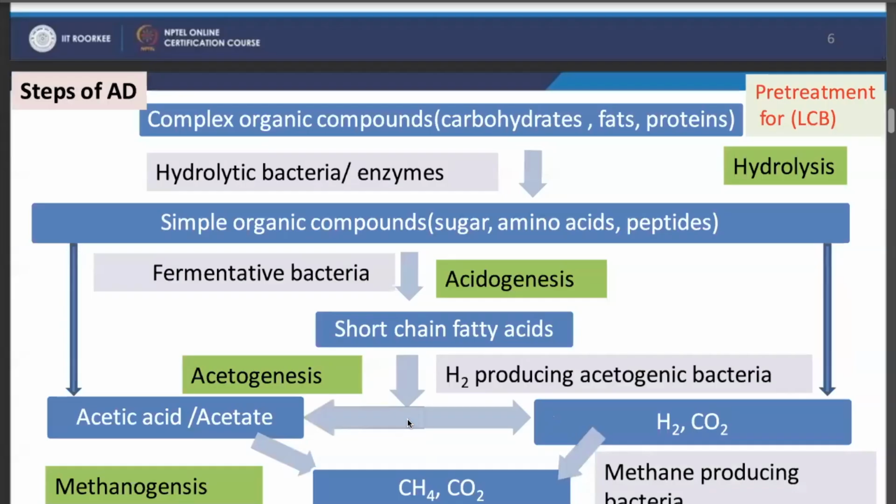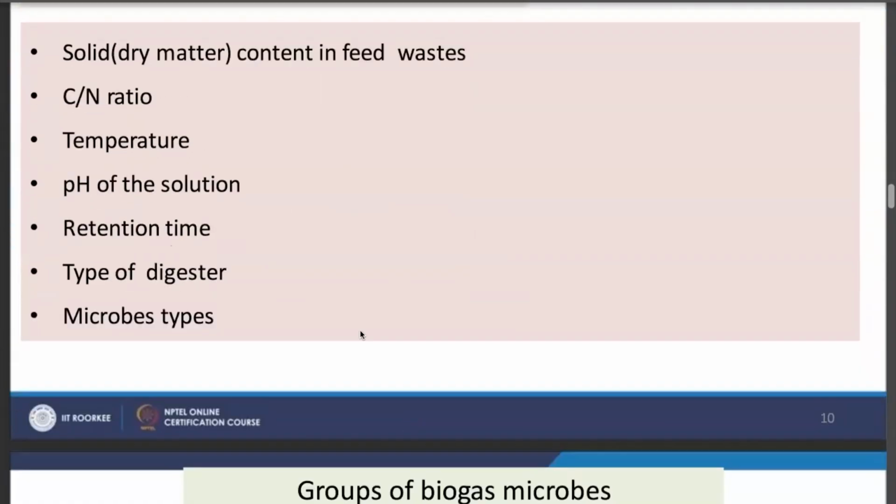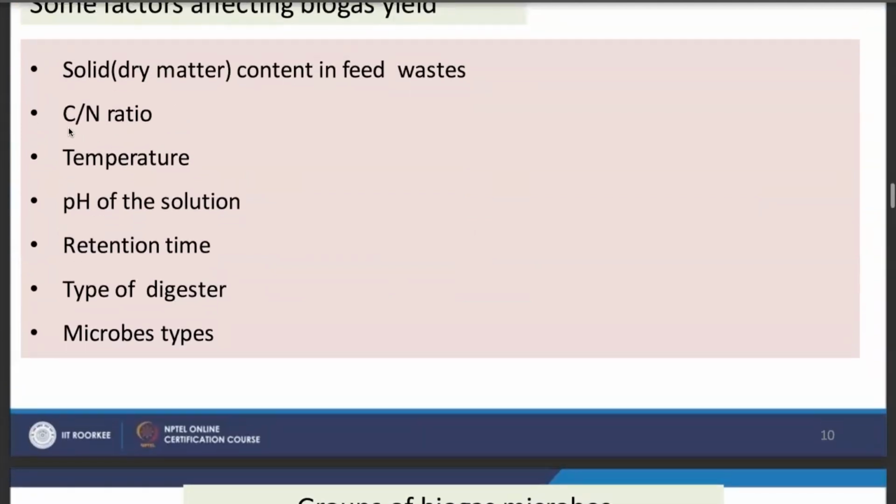Second is the C to N ratio, that is carbon to nitrogen ratio. Third is temperature, because we are getting the energy or the biogas from the microbes, right? So the growth of microbes highly depends upon the temperature and pH to which they are subjected, right?